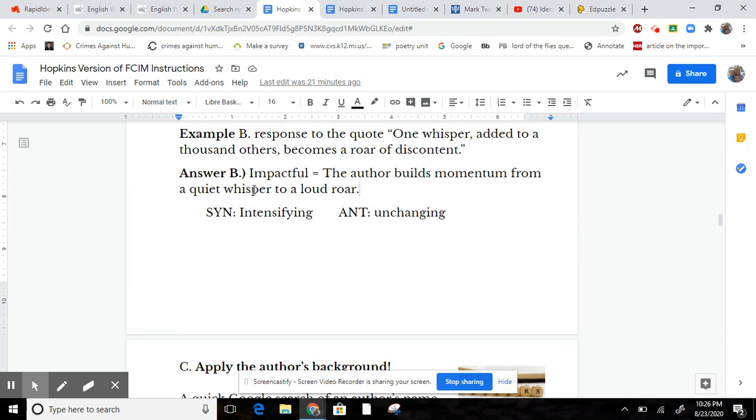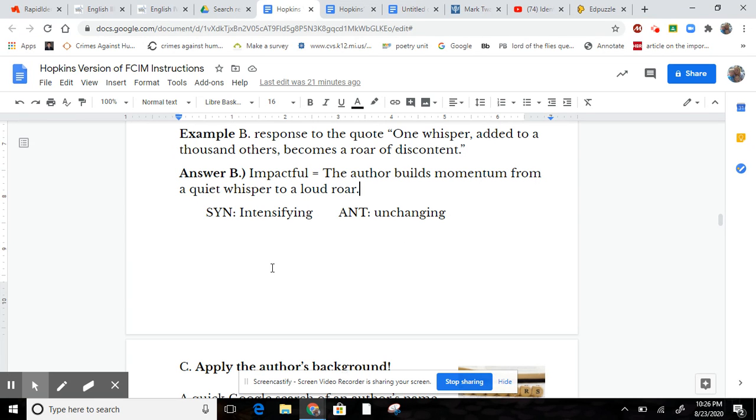So a synonym to that, this idea of really impacting the world, I also use the idea of intensifying because it fits the idea of making change and building momentum. And then an antonym behind that idea is unchanging. So this would be the entire answer for that section: a tone word, your reasoning behind why you think this quote fits that tone, and then a synonym for that word, and then an antonym for that author's feeling.